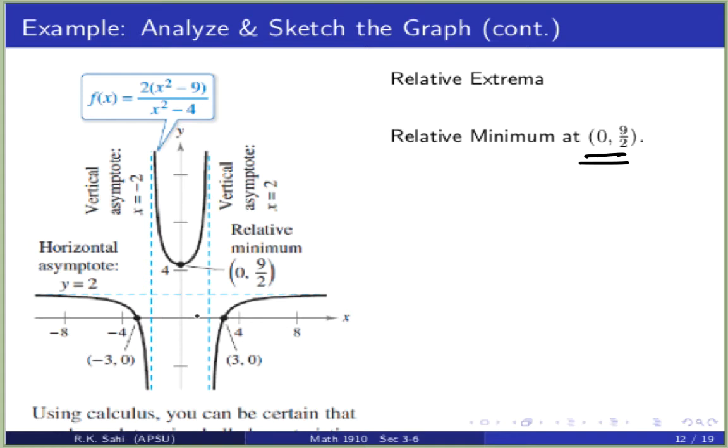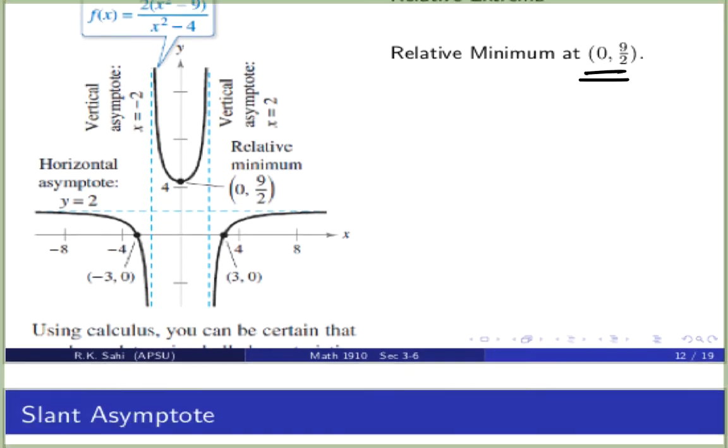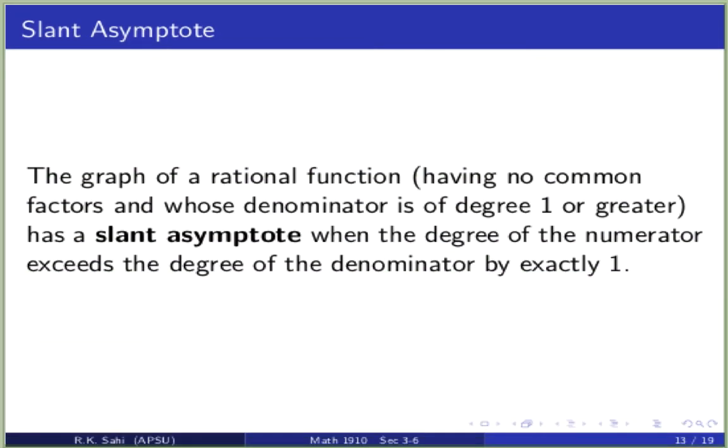Okay. Now, we're going to introduce a new thing in asymptotes, that is the slant asymptote. Okay, what is a slant asymptote? Because we have talked about vertical asymptotes and horizontal asymptotes, and we've learned how to find those values.